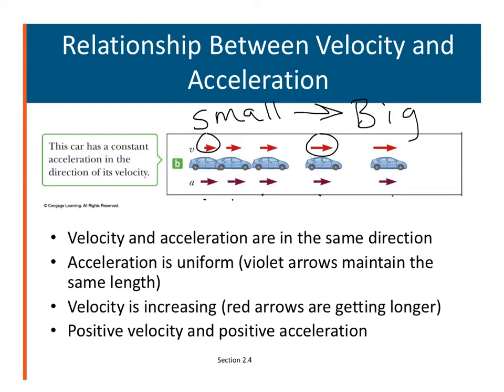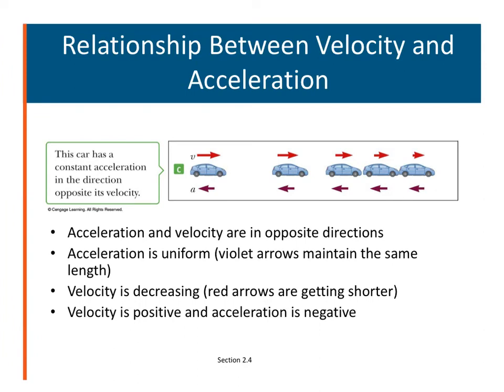Now, looking at this diagram a little further, we see that the acceleration is the same throughout, so this is uniform acceleration, but the velocity is increasing. It's just that the rate at which it increases is the same throughout the entire situation. And since these are going to the right, we say that it is positive velocity and positive acceleration.